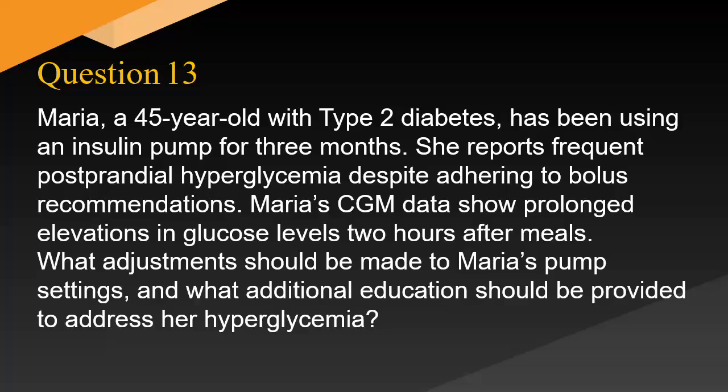She reports frequent postprandial hypoglycemia despite adhering to bolus recommendations. Maria's CGM data show prolonged elevations in glucose levels 2 hours after meals. What adjustments should be made to Maria's pump settings, and what additional education should be provided to address her hypoglycemia?